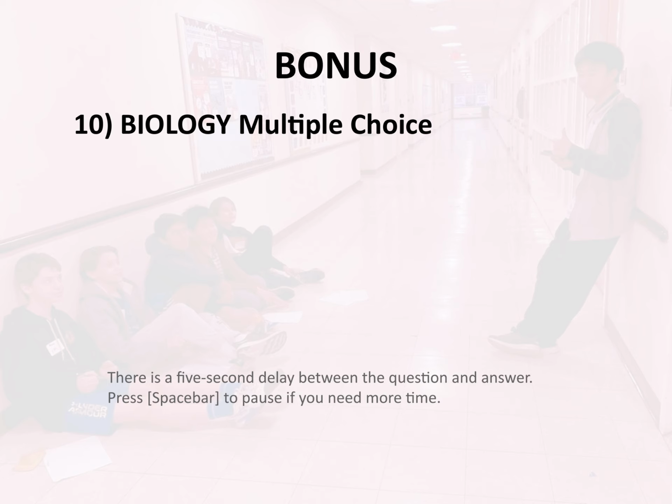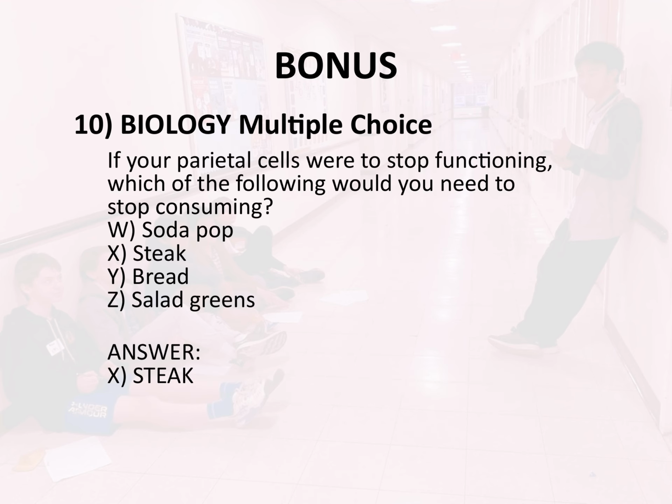Bonus 10. Biology. Multiple choice. If your parietal cells were to stop functioning, which of the following would you need to stop consuming? W. Soda pop. X. Steak. Y. Bread. Z. Salad greens. Answer: X. Steak.